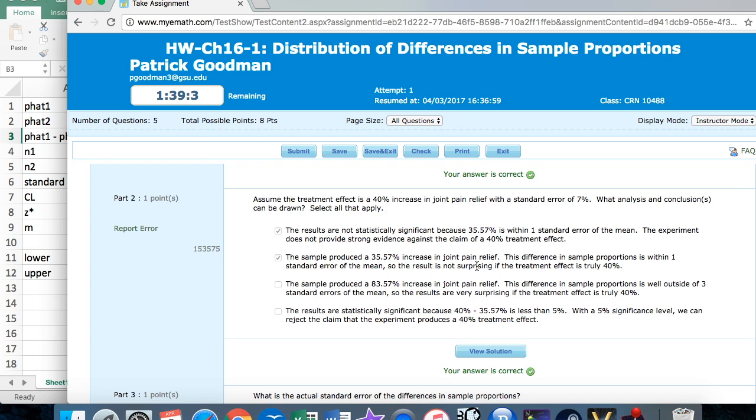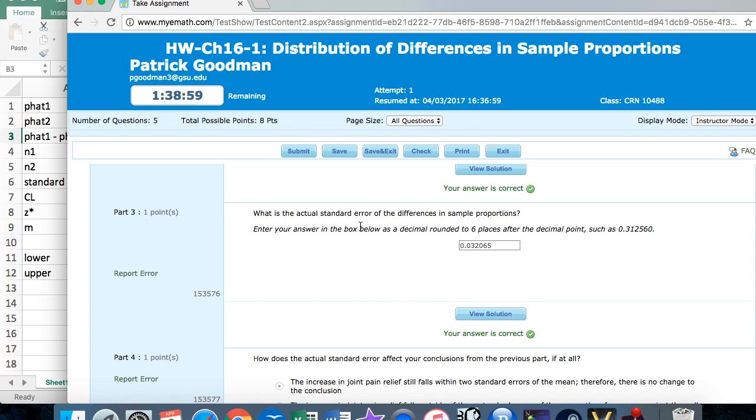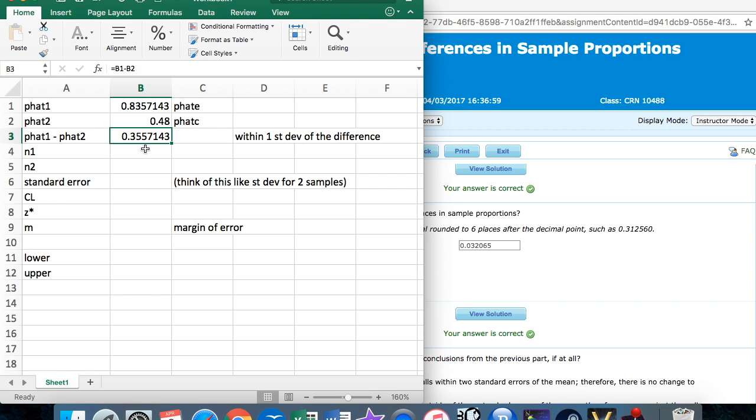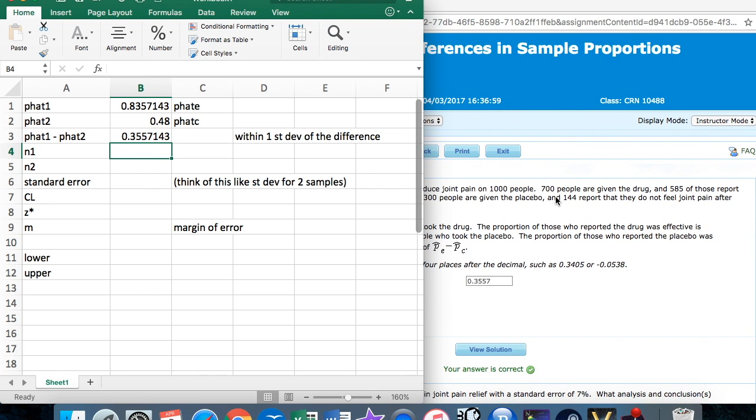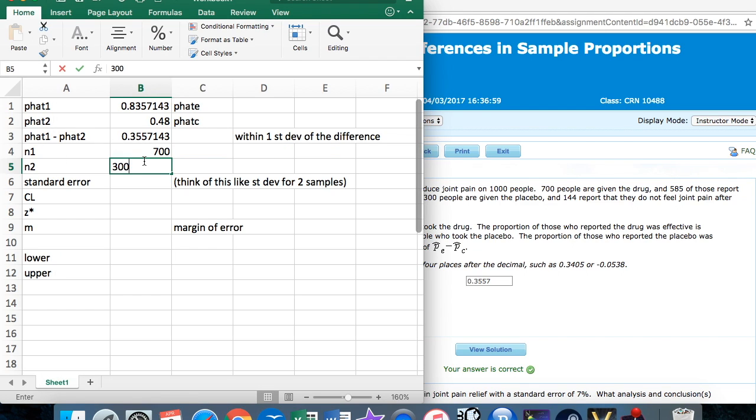Okay. All right, so that's that part. Now it asks, what is the actual standard error of the difference in the sample proportions? So now we're going to find that standard deviation. First things first, we need our n1 and n2. Remember, n1 was the people given the drugs. That's 700, the first sample. And then 300 people were given the placebo. So this is my next one, 300.